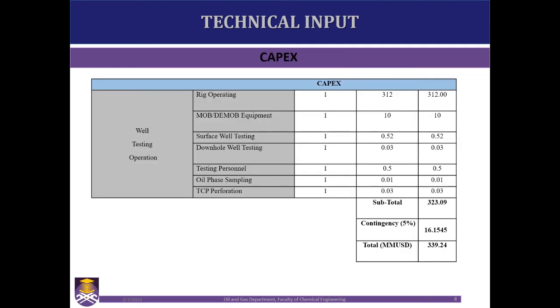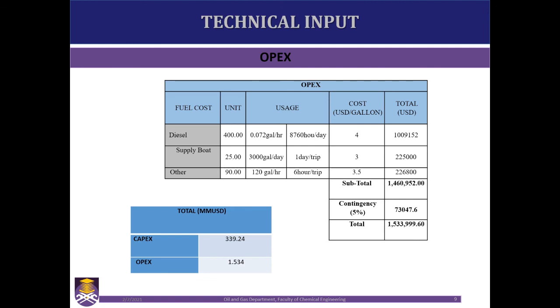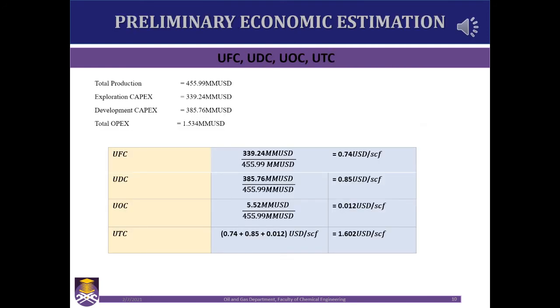This is the total capex for case 1, which will be 339.24 USD. Next, the OPEX calculation for Gula Amirah is 1.534 USD. For URC, UDC, UOC, and UTC for Gula Amirah, as we calculated, the UTC for Gula Amirah would be 1.602 USD per square feet. That's all from us. Thank you.